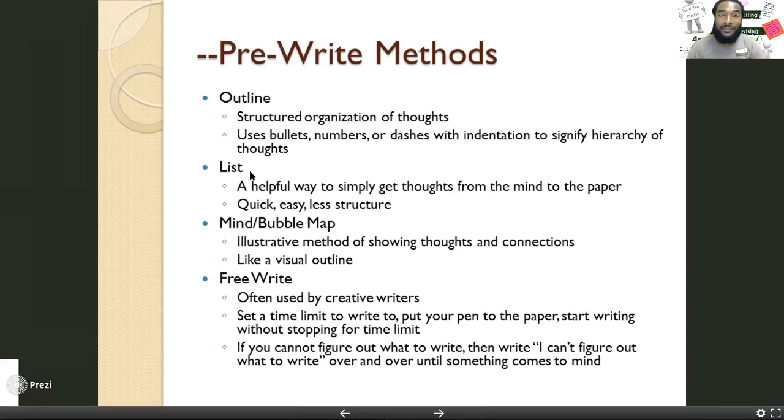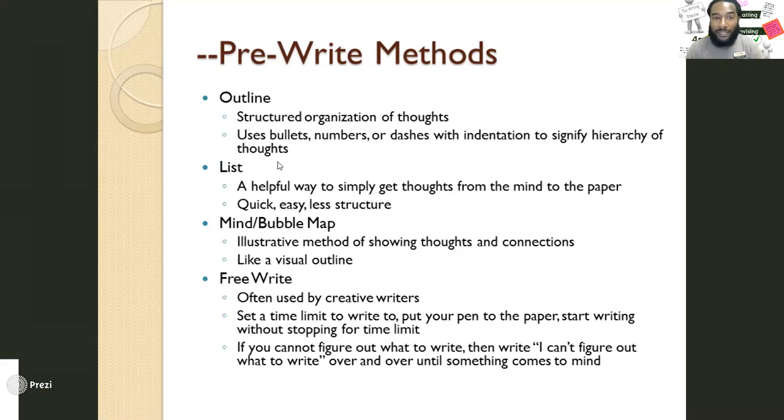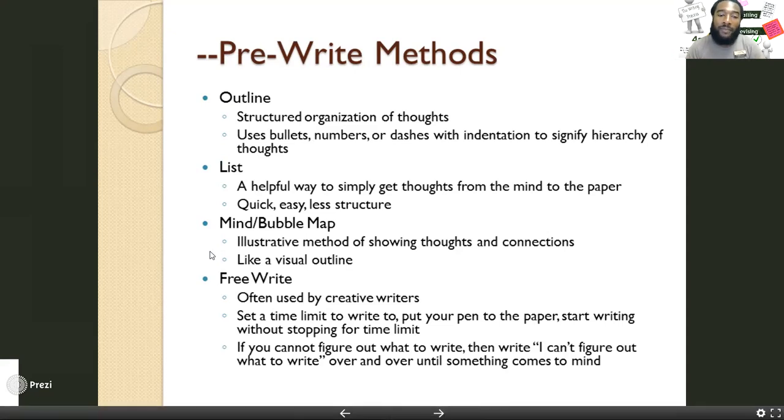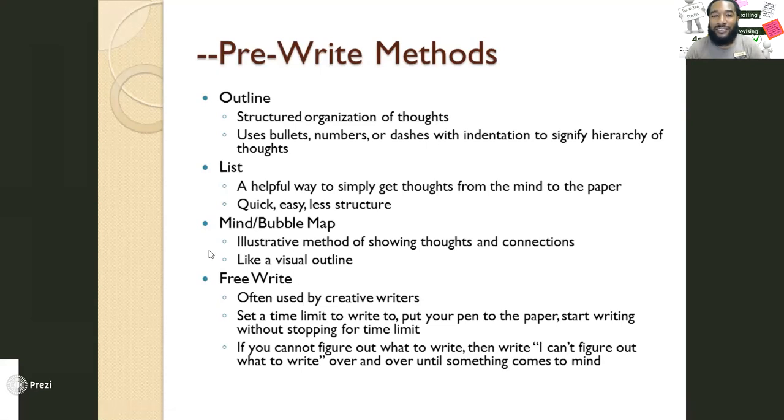You can make a list. Just list the thoughts that come to mind, list what you have to do, list what you have to talk about. A mind map or a bubble map. This is an illustrative way of doing a pre-write. If you are a very illustrative person, artistic person, by all means, do a mind map, do a bubble map, draw a picture, paint a picture. It's up to you.